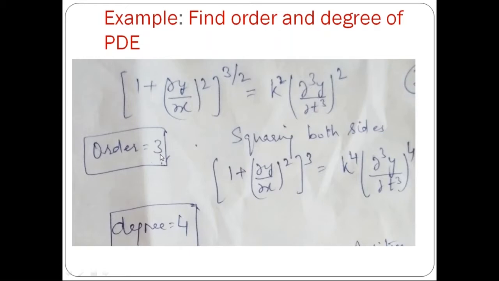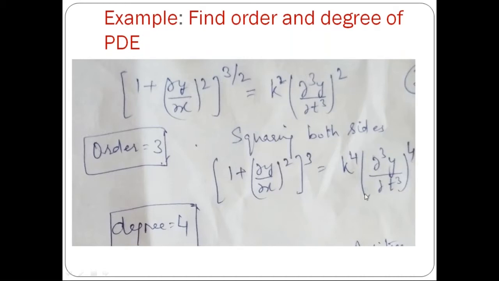So, order is 3. But according to the definition, there should not be any fractional term, or you can say it should be radical and fractional term free. So, we square both sides. The equation will become (1 plus ∂y/∂x) whole squared raised to power 3, equals k to the power 4, and here the power will also increase to 4.